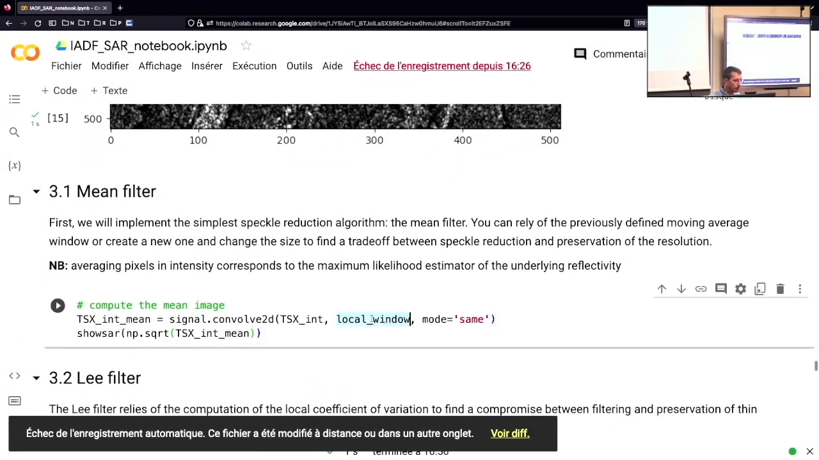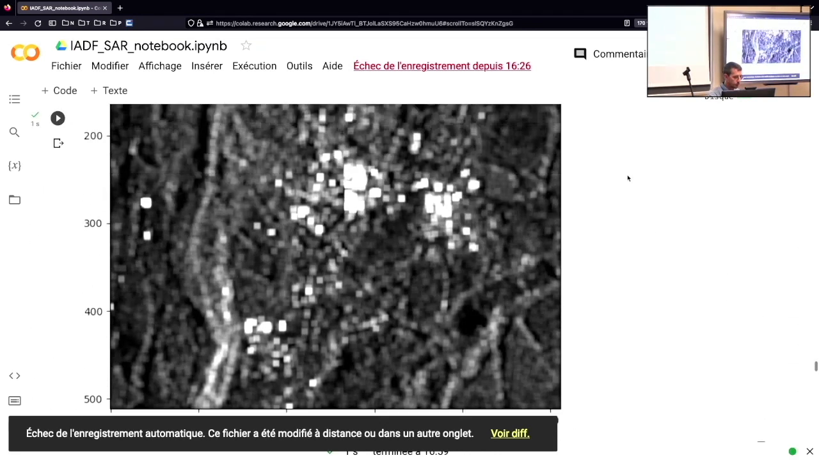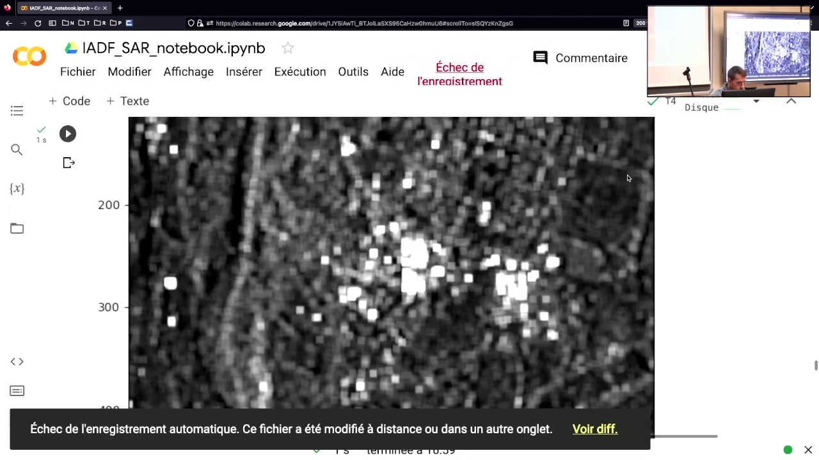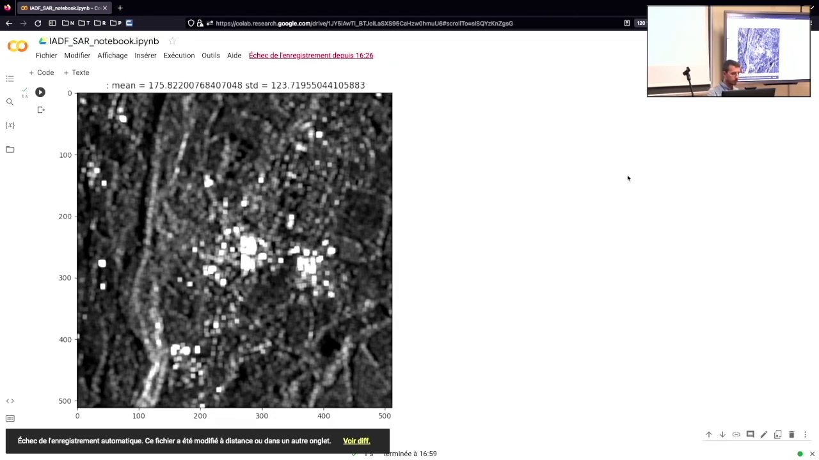So I'm using the local window that we have defined before, whose size was 7 by 7. And I am applying this window to the image. And this is what you get. Is it satisfactory, this result? How does it seem to you?